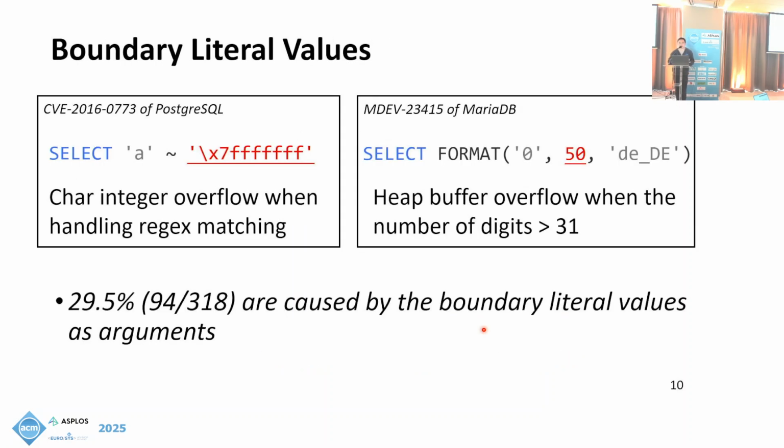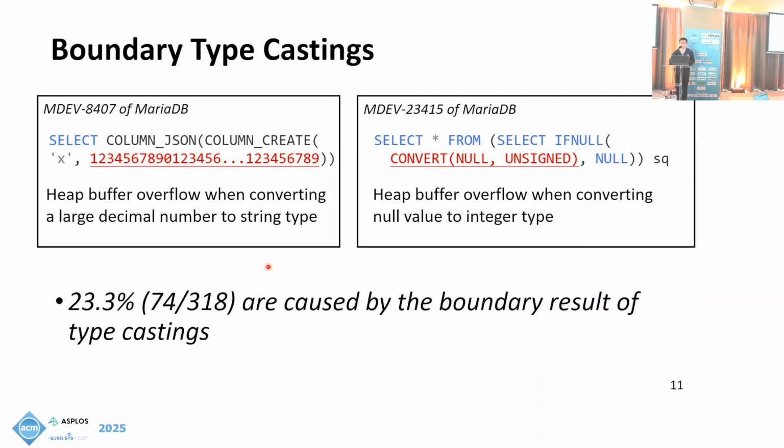We find that about 30% of bugs are caused by boundary literal values as arguments. These values are specified as constants or literals, and some SQL functions mishandle certain boundary values of arguments. For example, in the regex matching of PostgreSQL, it mishandles a value near the maximum of the int type and causes an integer overflow. And in the format function of MariaDB, the buffer size for storing the result is too small, causing a heap buffer overflow.